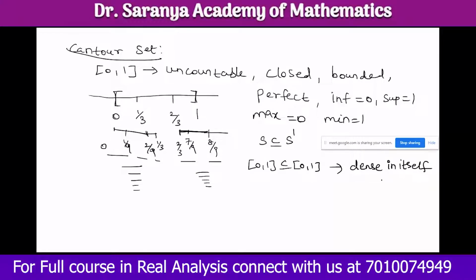Max is 1, minimum 0. Okay, so is it clear? So what is an isolated point?